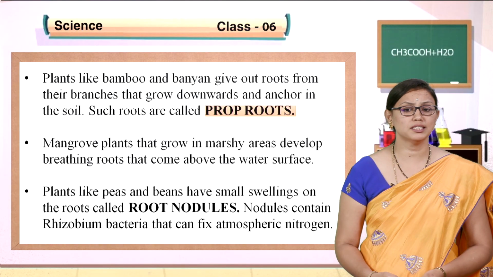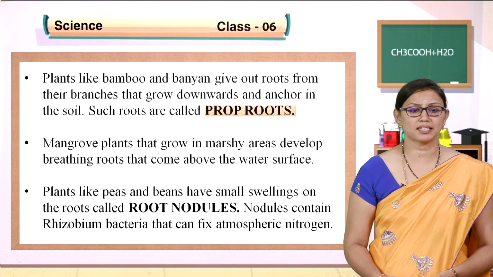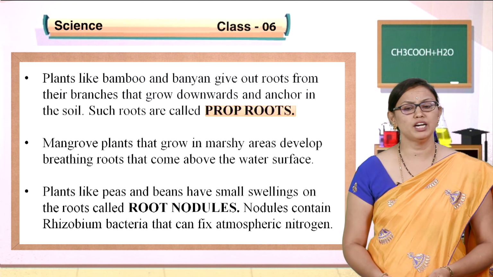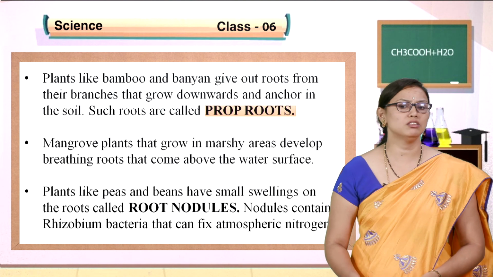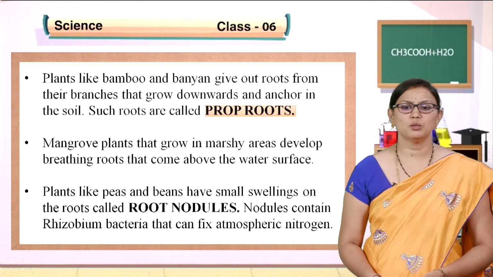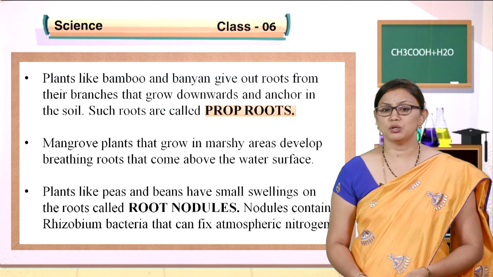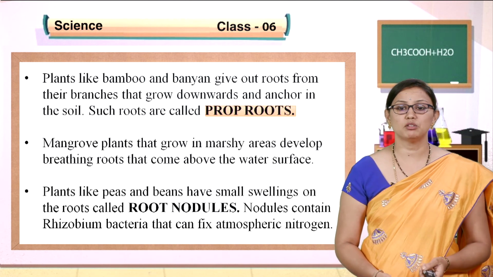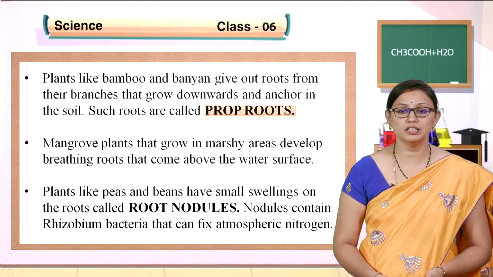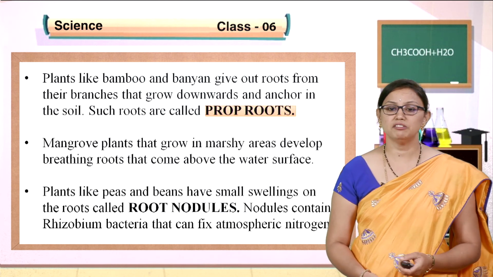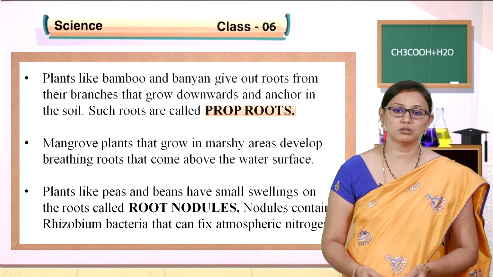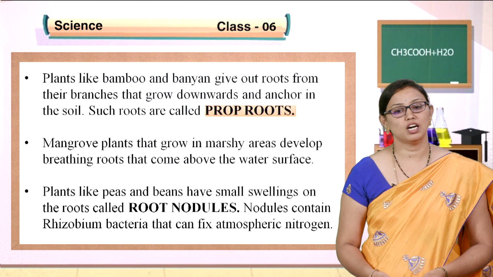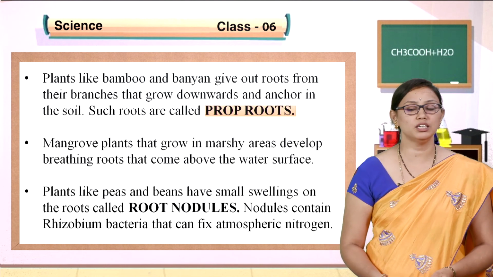Please make a note, children, the root nodules contain a bacteria called rhizobium, which helps in the fixation of nitrogen in the atmosphere. So, these are the important modifications which take place in the roots, and you have studied in the previous class the modification of stems, isn't it right? About the modification of stems like tubers, tendrils and thorns. The same thing applies to the roots, that is the prop roots, root nodules, and also to store the food.